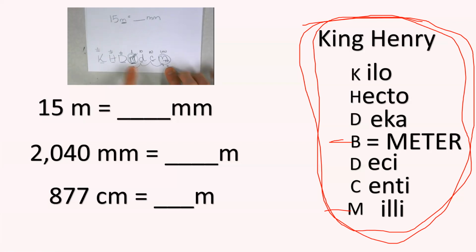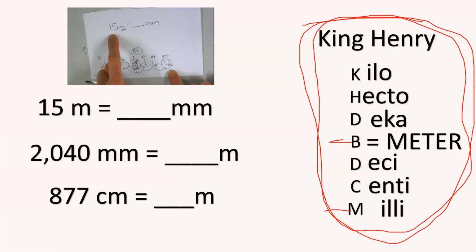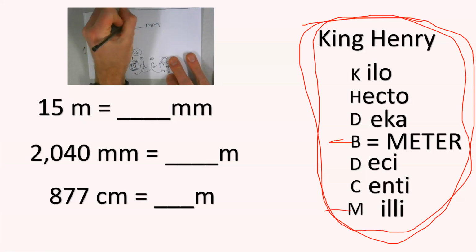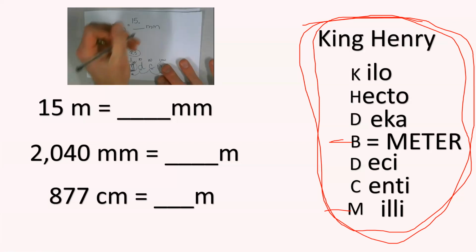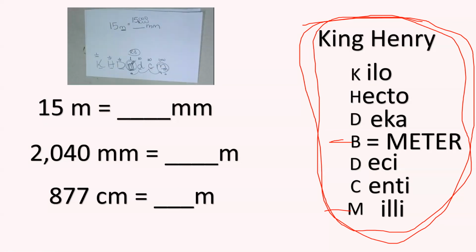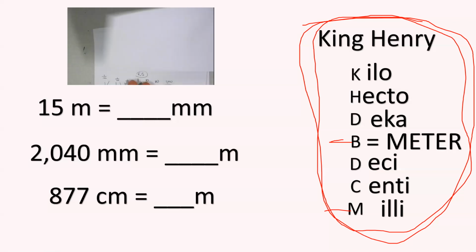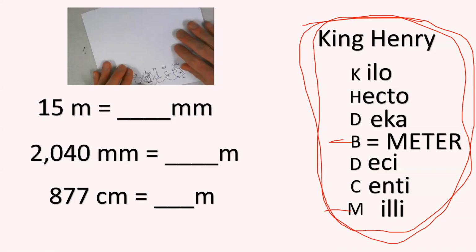I go right 3 times. Now, I go up to 15. I put 15. 15 has an invisible decimal here, and guess what I'm going to do? I'm going to push it right 3 times. So I know that it takes 15,000 millimeters to make 15 meters. Huh? You like that? No, Mr. Stahl, I'm super confused.